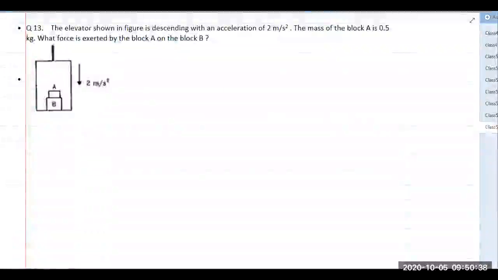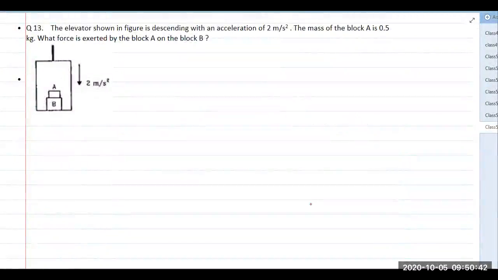In this question, we will apply the pseudo force and try to solve it. So what is asked in this question? The elevator shown in the figure is descending with acceleration 2 meter per second square. The whole elevator is descending with acceleration 2 meter per second square. The mass of A is 0.5 kg, the upper block. What force is exerted by block A on block B?